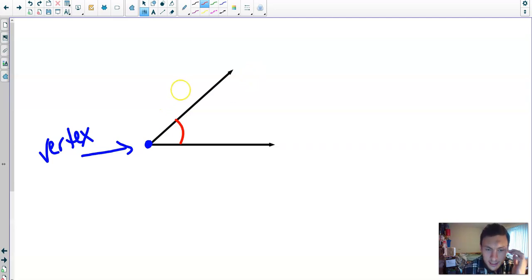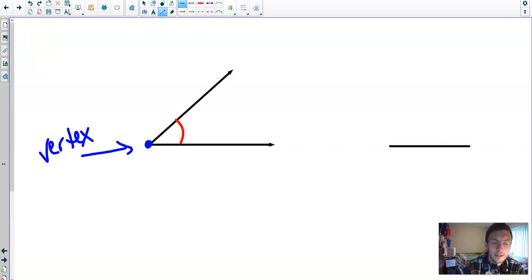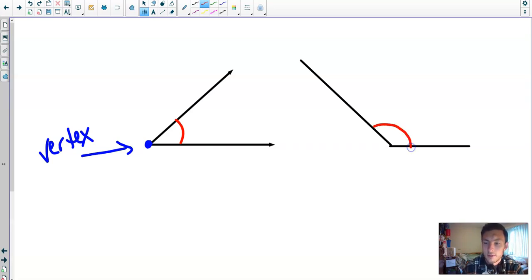So you can see here that these two lines are kind of close together, so they make a small angle. Let me draw two lines that are not close together. So here's one line, and here's another one. So this is a much larger angle because look at all of this space in between the angles. That's what the angle is. It's the space between the two lines.